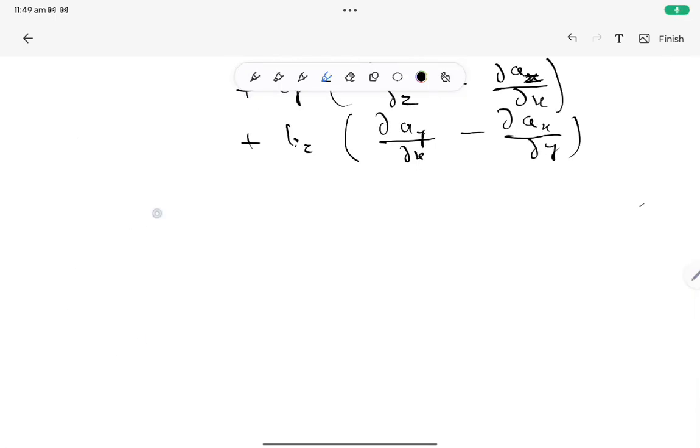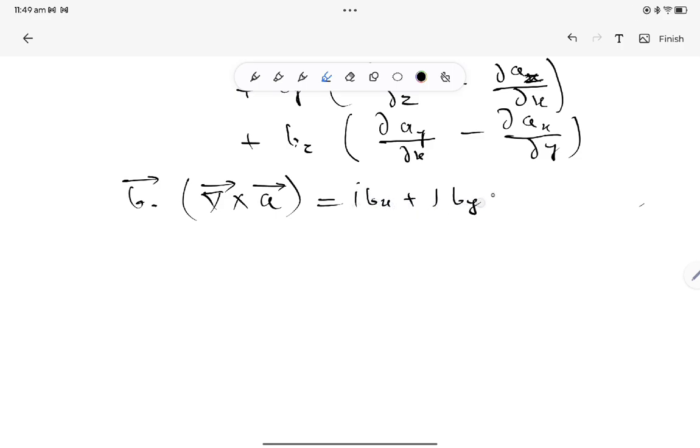Now consider this dot product first: B dot del cross A. That will be equal to B. So far as B is concerned, it will be i b_x plus j b_y plus k b_z.